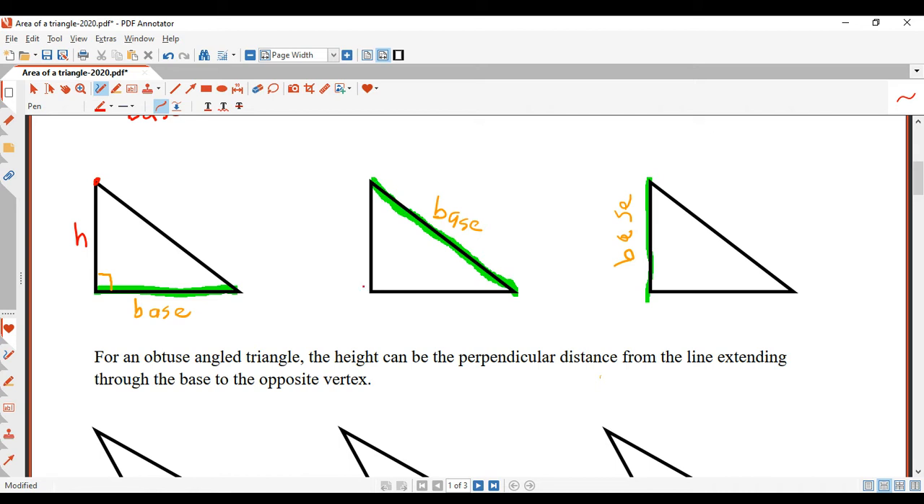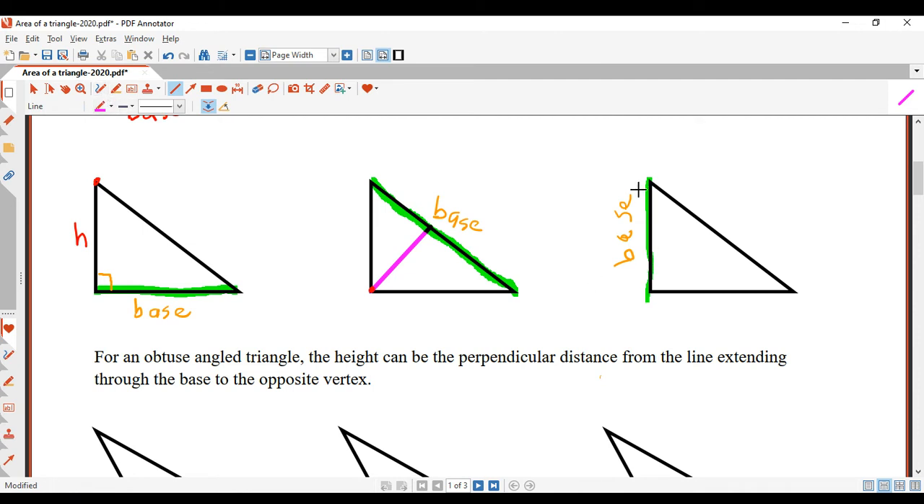Here's the base, but here's my opposite vertex here. So I've got to start from there, and then I've got to draw my line in, which is my height. Okay, so let's do that. So I'm going to start from the opposite vertex, and now when you draw your line, make sure it's at 90 degrees to the base.